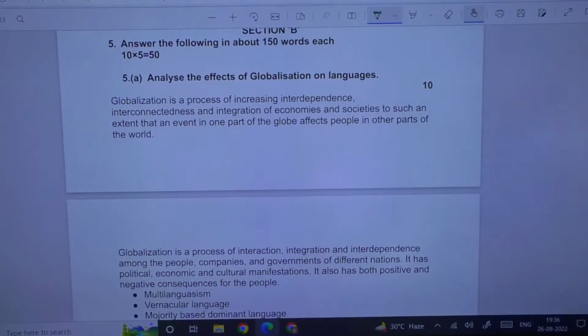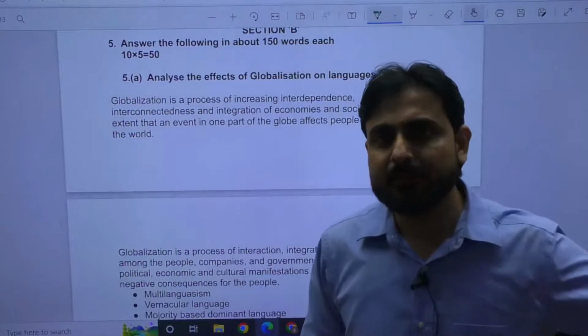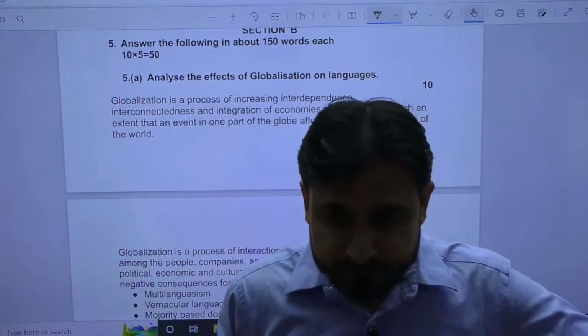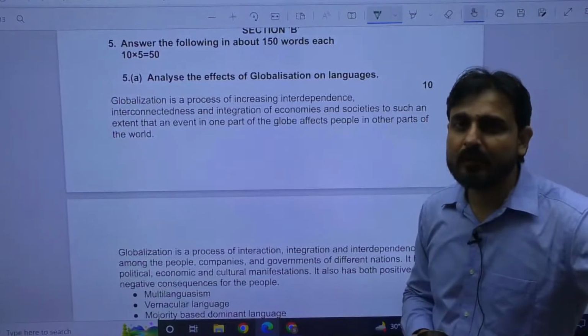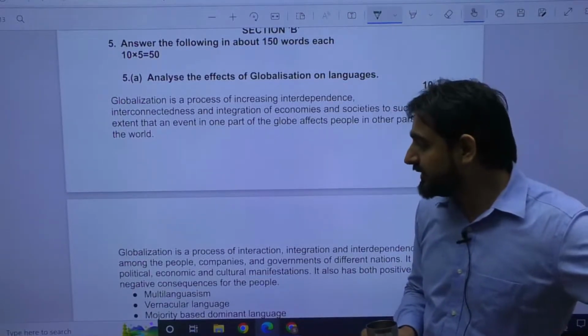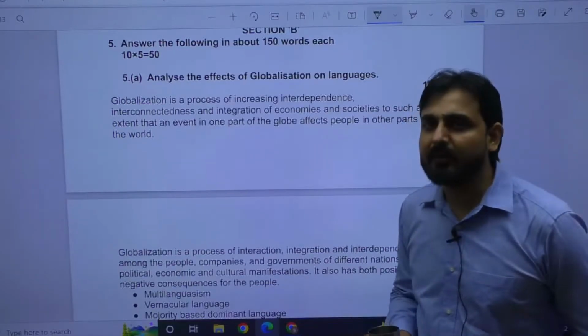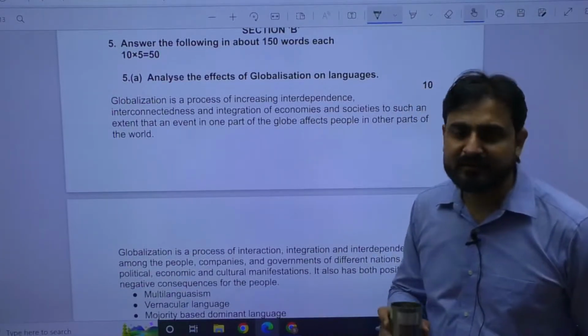Now, question number 5A, analyze the effect of globalization on language. Such kinds of questions are generally common to each and every student. While answering such a question, since every student has the capacity to write on it, you need to emphasize a balance of factual information as well as conceptual information.